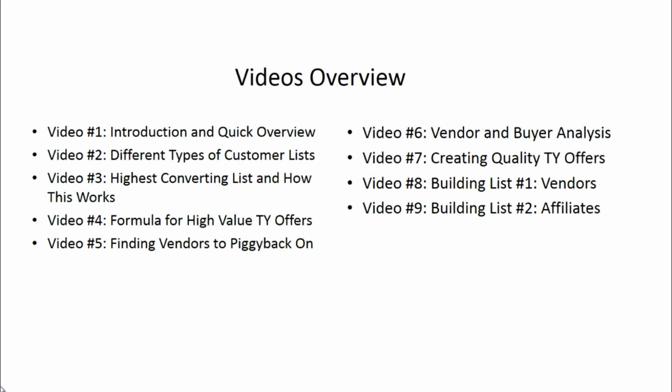Video number 4, we're going to talk about the formula for high value thank you offers. Video number 5, we're going to talk about finding vendors to piggyback on so that you're able to find people that can essentially build your list. But as we always say, it is a two-way street. So half of the video course is going to really be focusing on how to make vendors say yes. And that's why we'll be focusing on video number 6, which is vendor and buyer analysis, so we can understand the vendor and the buyer itself.